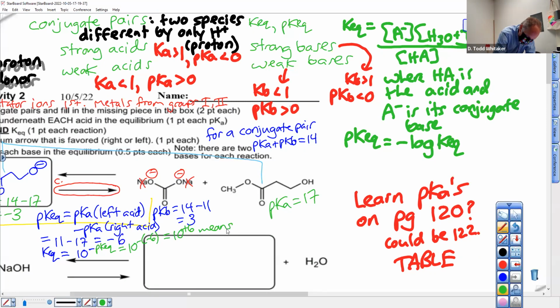That means 10 to the power of 6 more products than reactants. You don't have to write that as an answer. That is a way of saying, yes, when I circled the right arrow, the red circle on the right arrow, it says I'm going to make more products than reactants. The calculation just proves how much more. 10 to the power of 6 more. 1,000,000 times more. This equilibrium is all on the right side for the most part, isn't it?